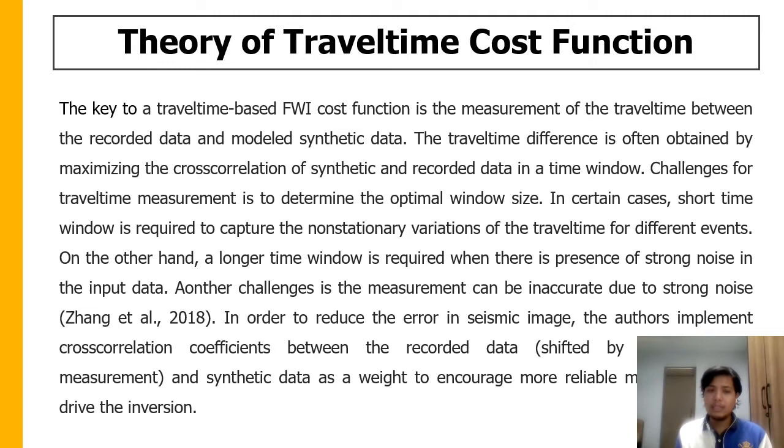Another challenge is that the measurement can be inaccurate due to strong noise. In order to reduce the error in the seismic image, the authors implement a cross-correlation coefficient between the recorded data shifted by the travel time measurement and synthetic data, as a way to encourage more reliable measurement to drive the inversion.